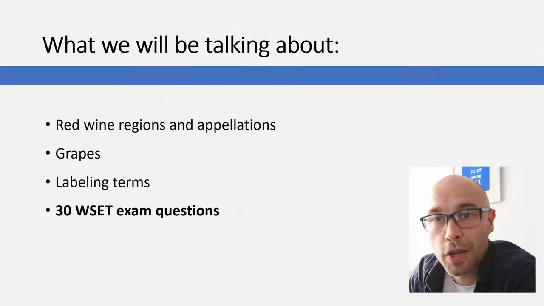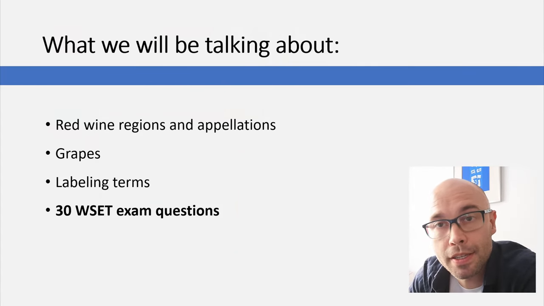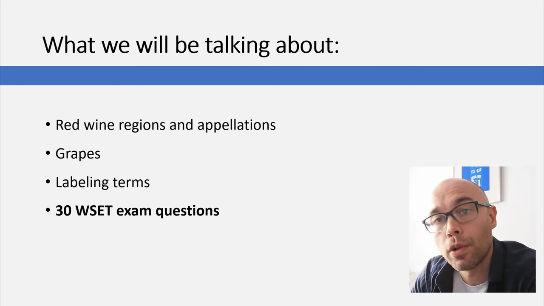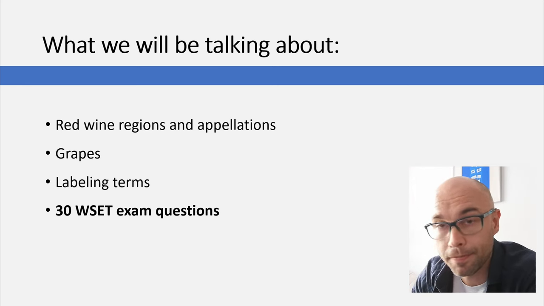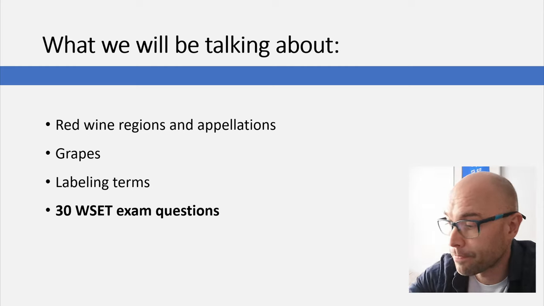Let's go. Okay, wine people, in this video I will cover all the red wine appellations and grape varieties that they're connected with, and I will indicate the labeling terms that you need to remember, and at the end we will answer 30 multiple choice questions.